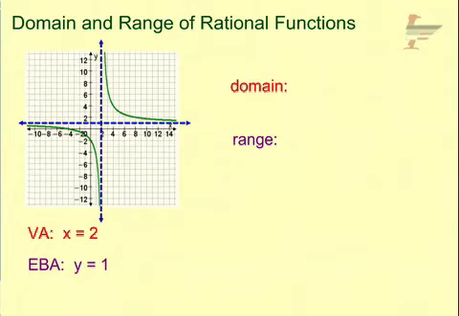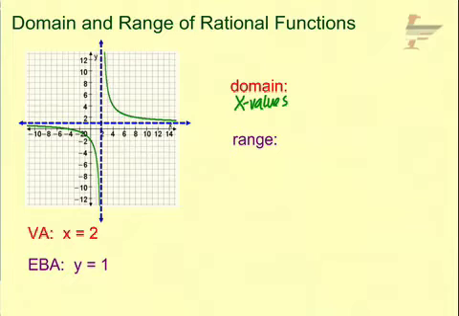When we have to give the domain and range of rational functions, I tend to go ahead and do the graph first and then look at it to see what the domain and range are. So if we remember, domain is all of our x values. We want to figure out, what can x be?